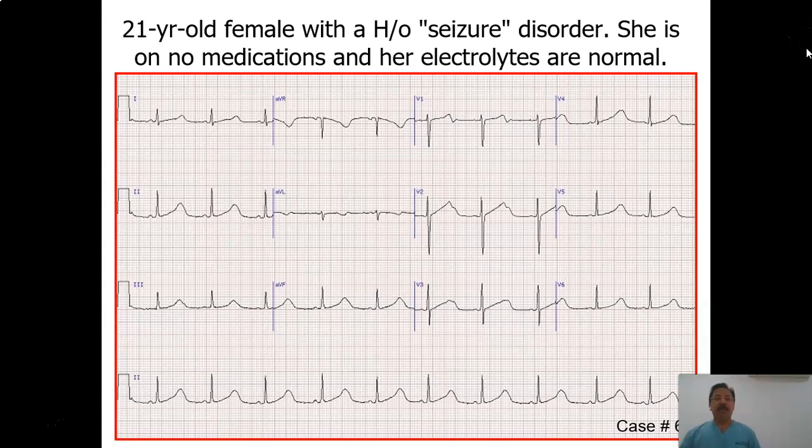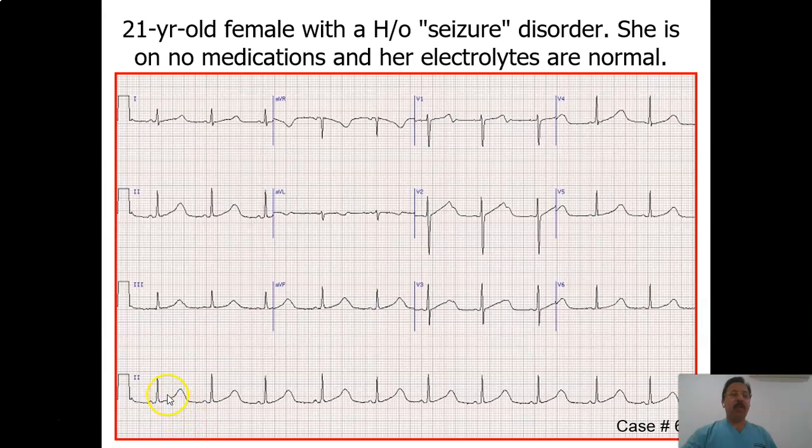Okay, so case number 6. This is the ECG of a 21-year-old female with a history of seizure disorder. She is on no medication and her electrolytes are normal. Look at the ECG as a whole from the distance. All right. So rate and rhythm, we will check on the rhythm strip.